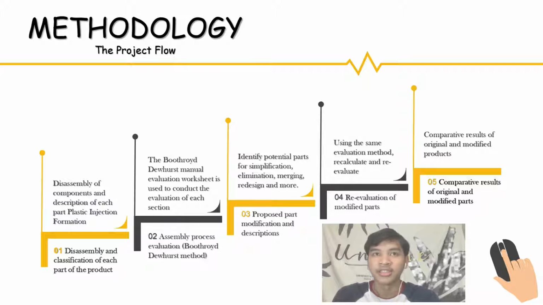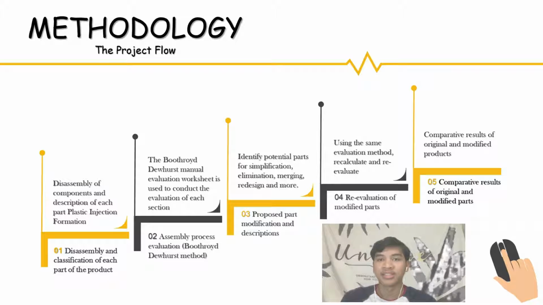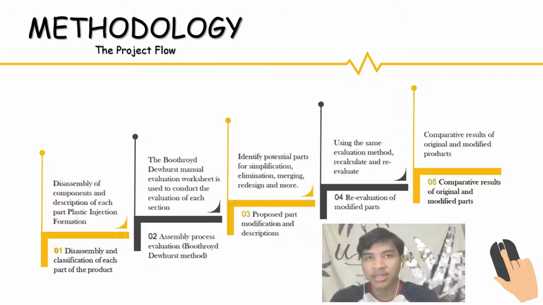For this methodology, this is our project flow. Firstly, disassembly of each part of the product, which means we disassemble the components and describe each part of the plastic injection mold. Second is assembly process evaluation. We use the Boothroyd Dewhurst method, which means an evaluation sheet is used to evaluate each section. Third is proposed part modification and description.